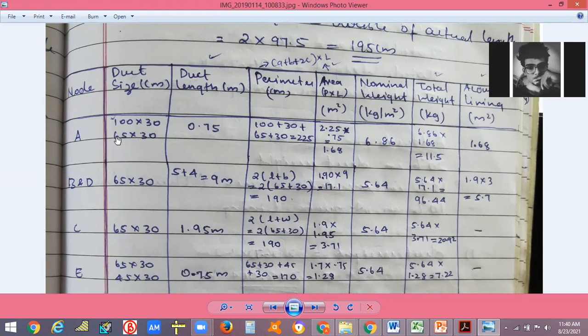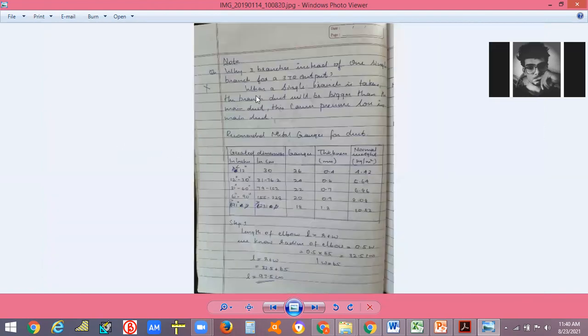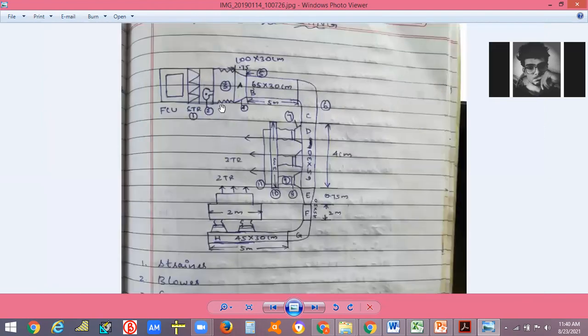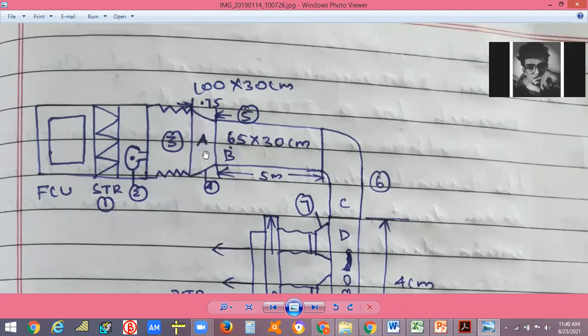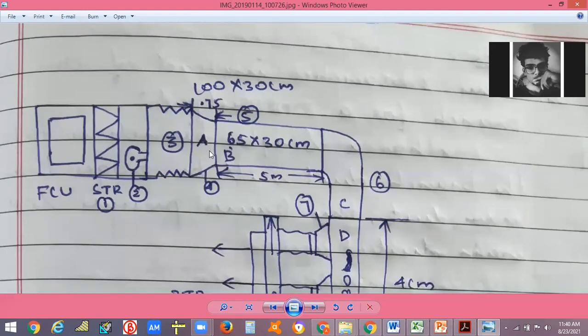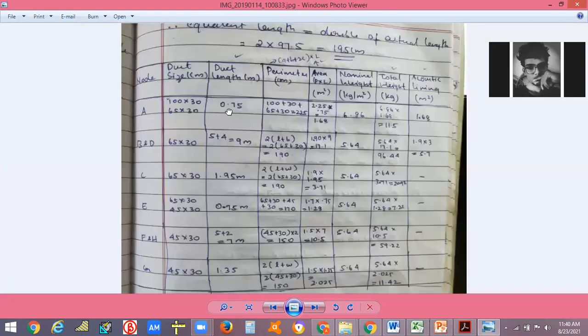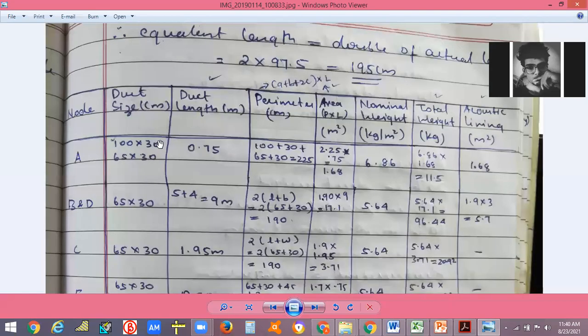What is node A? Node A is a reducer. You know it. One side, height and width, is 100 into 30 centimeter. The other side is 65 into 30. Correct? 65 into 30 will be this side, and 100 into 30 will be this side. So what is the duct size? One side is 100 by 30. It's a reducer, that's why two different sizes. The other side is 65 by 30.